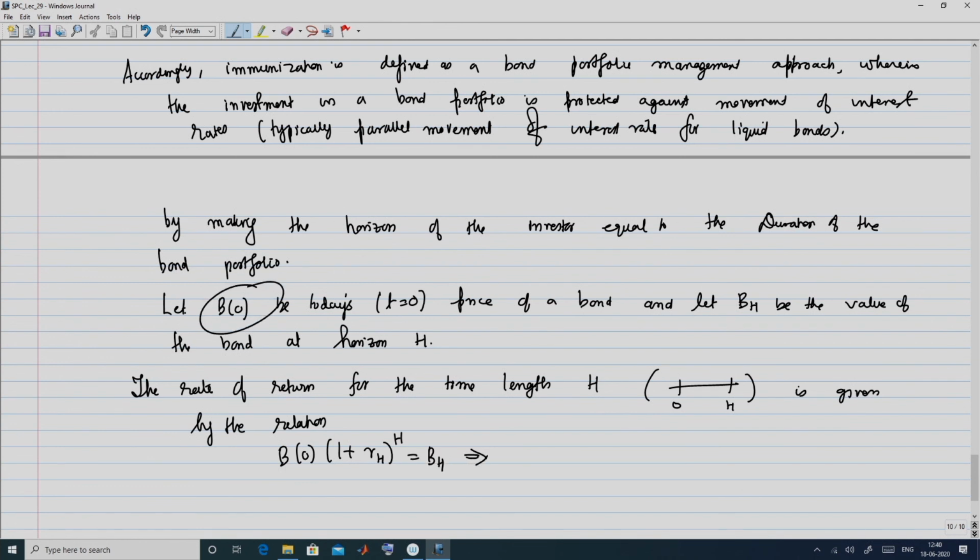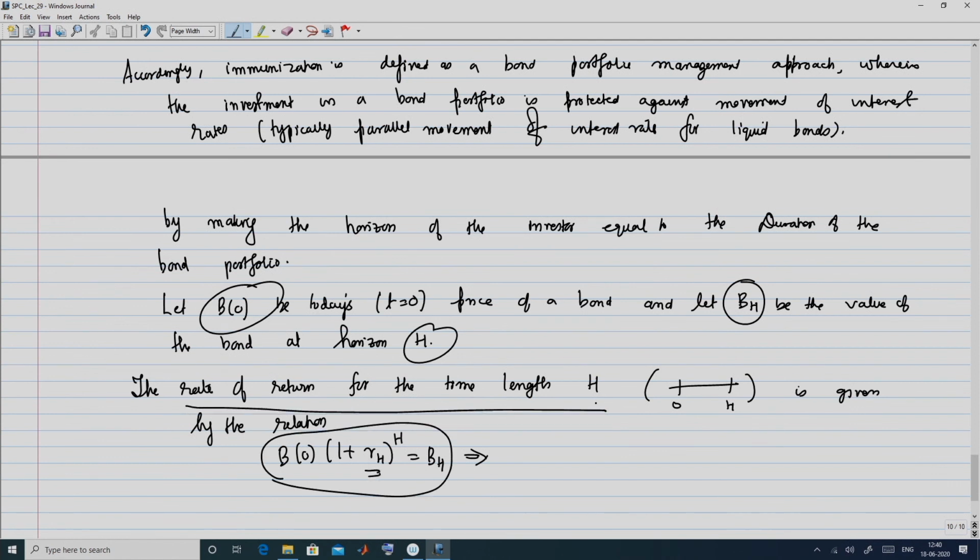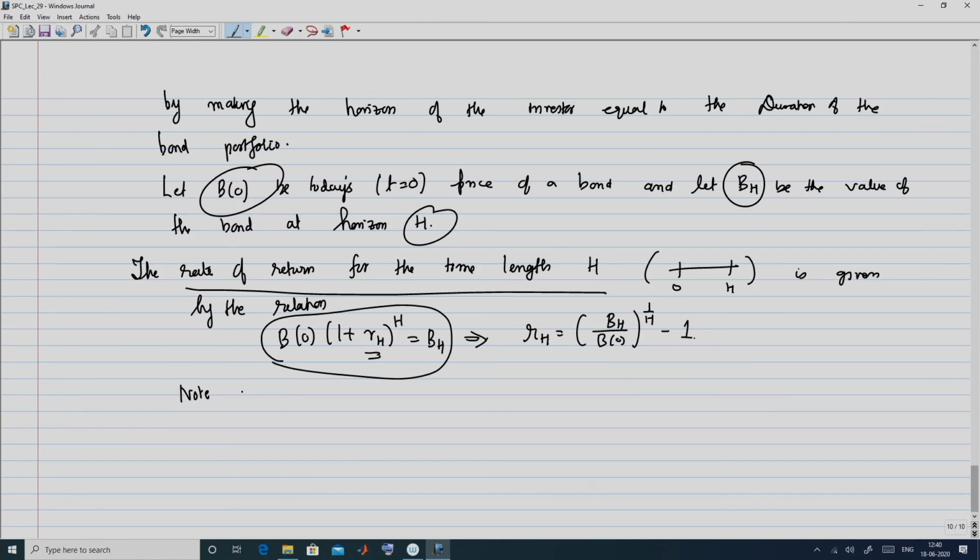So, I have specified B0, I have specified H, and I have specified BH. Accordingly, I have this relation, where RH is the rate of return for the time length H, and this gives me RH equal to (BH over B0) raised to 1 over H minus 1. Now, observe carefully that this BH, the value of the bond at the horizon H, is a random variable.